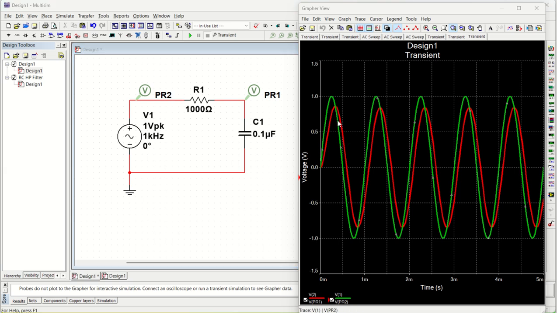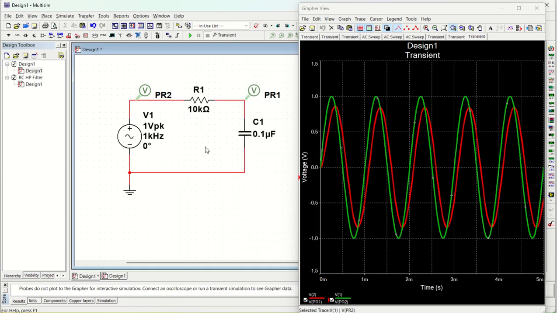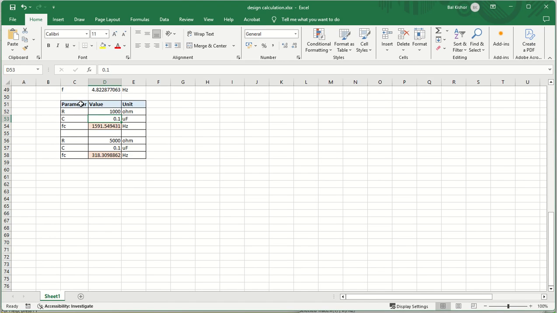So red color is your output, and you can see the red color output is actually attenuated because the input frequency is very, very close to the cutoff frequency of your RC filter. Now, if you make it, let us say, 10 kilo ohm, okay? So in 10 kilo ohm, what will be the cutoff frequency? Tell me. Let us say I'll make it 10,000 ohm, that is 10 kilo ohm. So the cutoff frequency is 159 hertz.